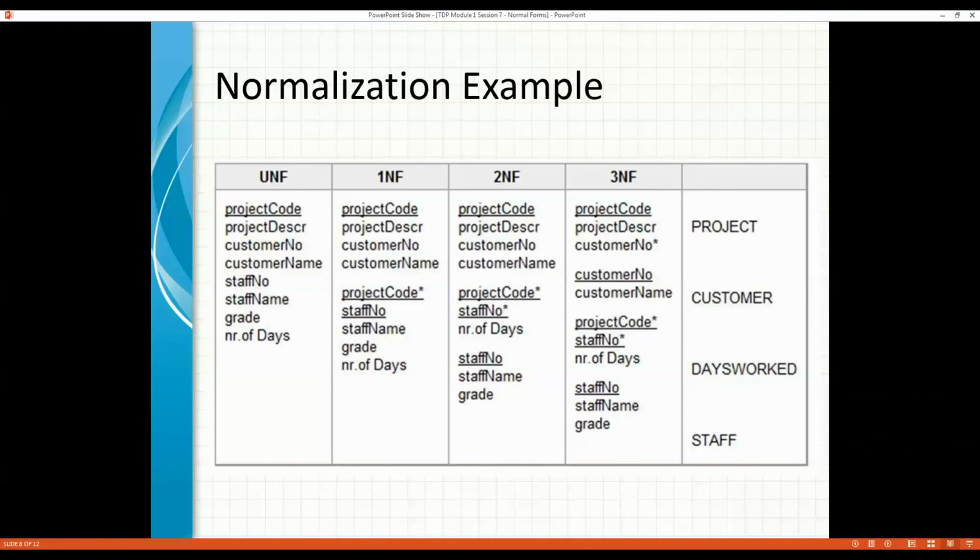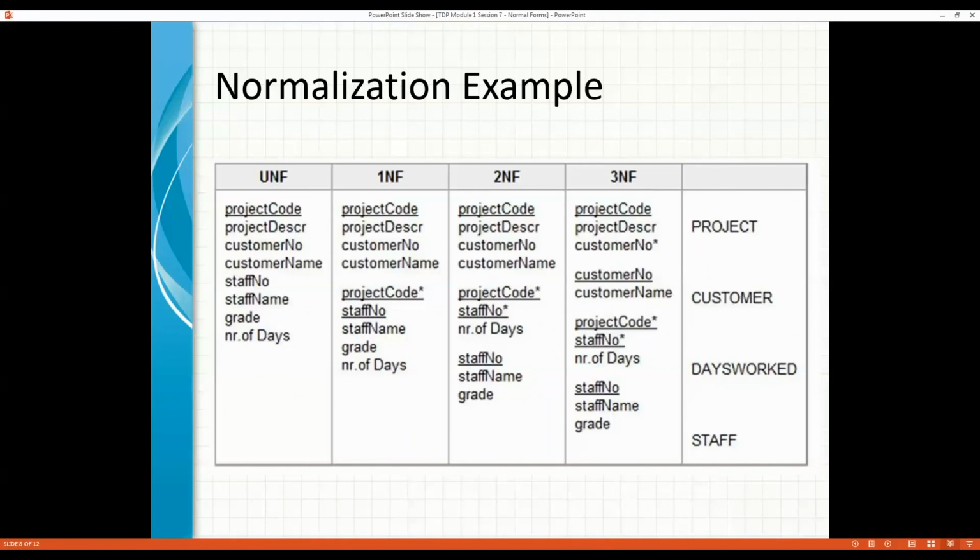Project description depends on code, customer name depends on code, and customer number depends on code. However, we might see a little bit of an issue in this one because we see customer name might depend more on customer number. So this might have a transitive dependency there. We see project code and staff number and number of days. And lastly, we see staff number, staff name, and grade. Now in 2NF, all of the columns that are listed do depend in some way on a prime attribute, but it may not be the correct prime attribute, as seen in customer name depending on customer number.